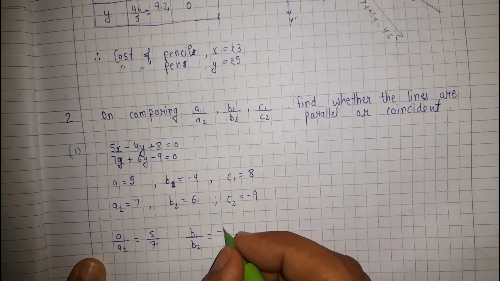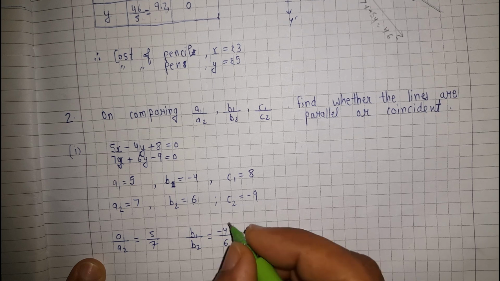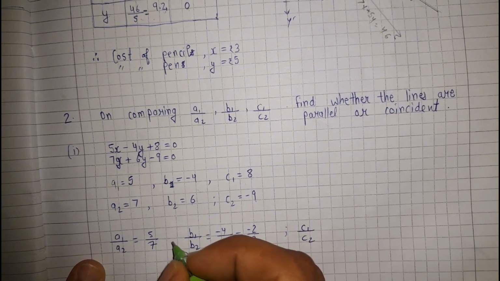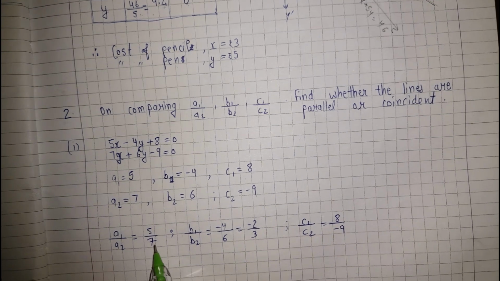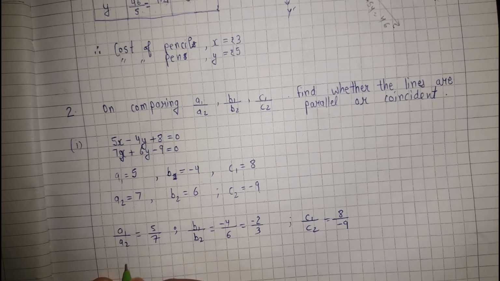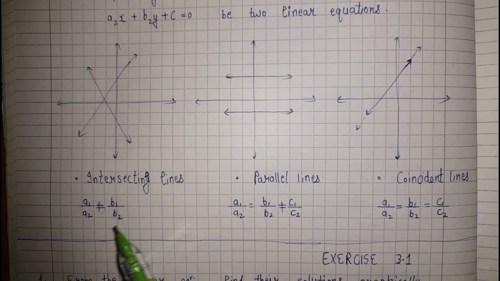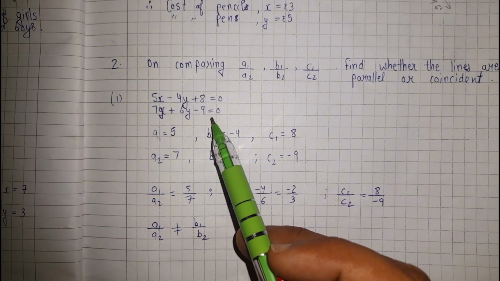Now A1 upon A2 is equal to 5 upon 7, B1 upon B2 is equal to minus 4 upon 6, that is minus 2 upon 3, after cutting by 2. Then C1 upon C2 is equal to 8 upon minus 9. Since it's clearly visible that A1 upon A2 is not equal to B1 upon B2, and we know that in this case the two lines are intersecting lines. So these two lines are intersecting lines.